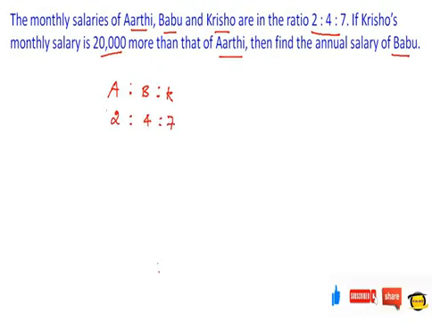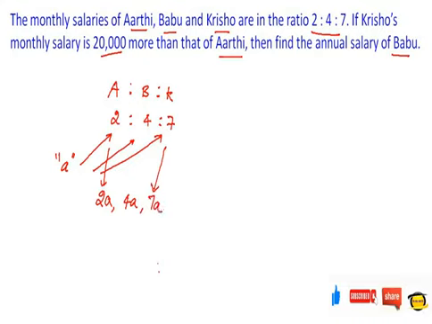2:4:7. Now, in order to find out the exact salaries of these persons, we can use a common multiplication factor A. So what is going to be the exact salary of RT? 2 times A, which is 2A, and 4 times A for Babu, it's going to be 4A. 7 times A for Krisho, it's going to be 7A. And also it's been mentioned that the salary difference between Krisho and RT is exactly equivalent to 20,000.